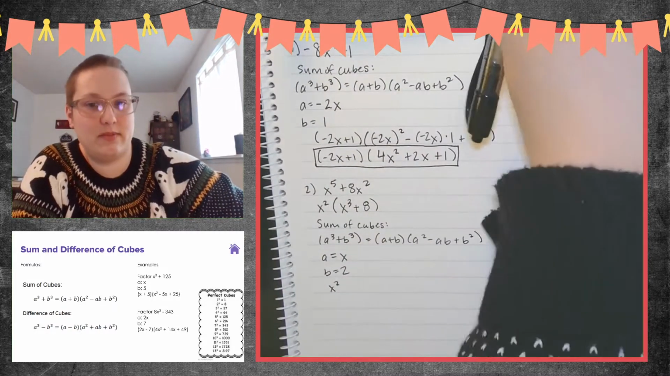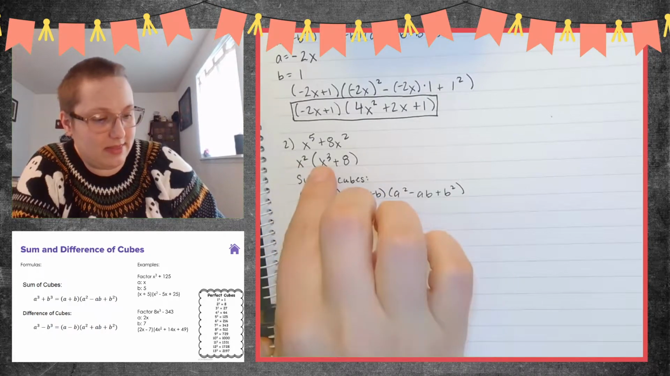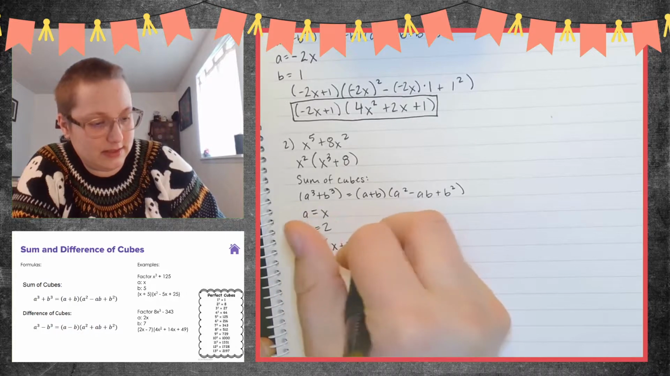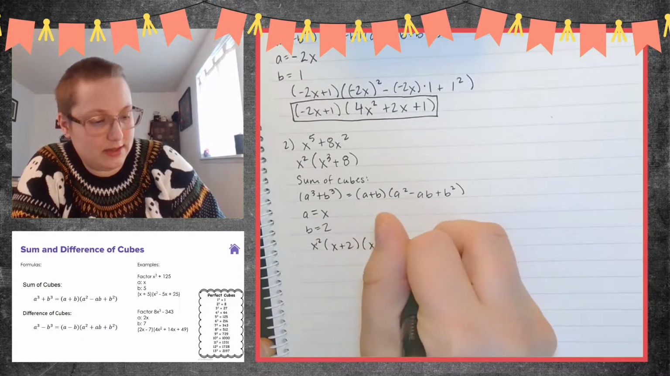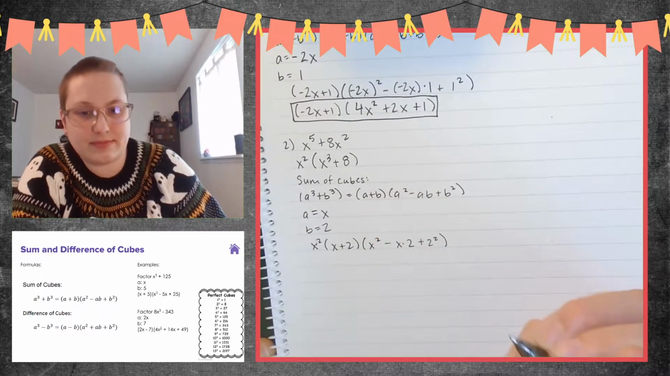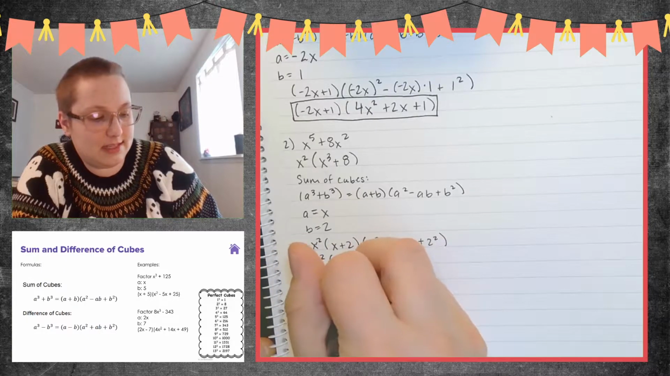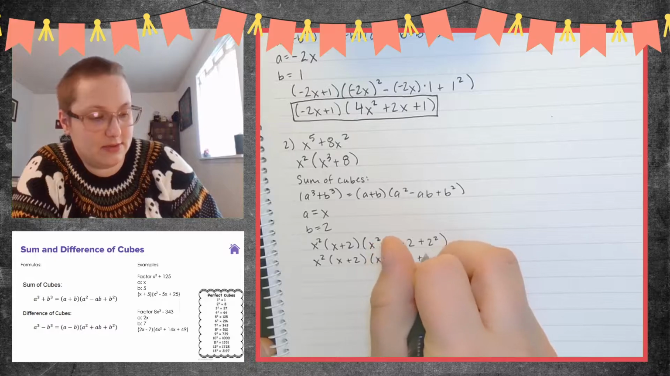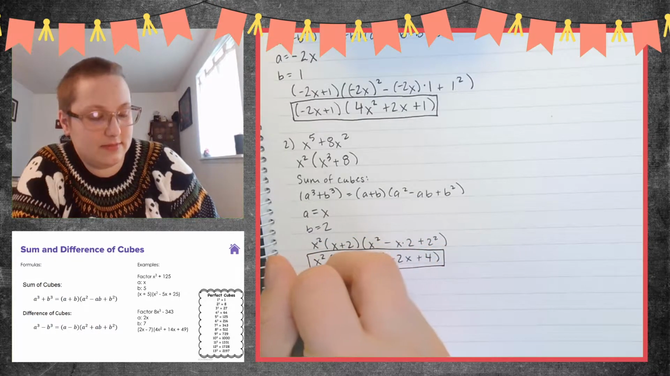All right, so then we get x squared still from here, but then this becomes this. x plus 2 times x squared minus x times 2 plus 2 squared. And then I clean that up for a whole step. Still x squared, still x plus 2, but then this one's going to be x squared minus 2x plus 4. Great.